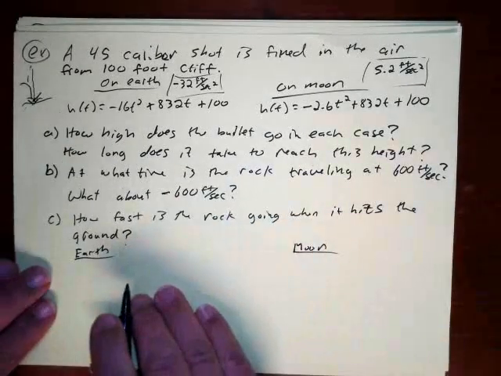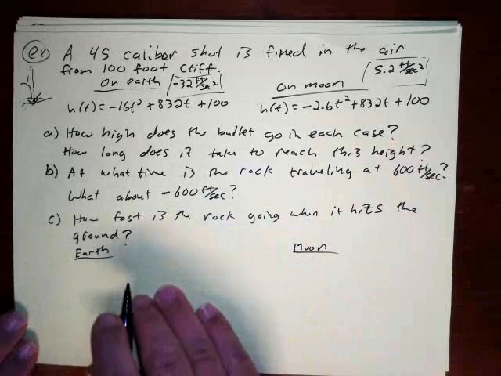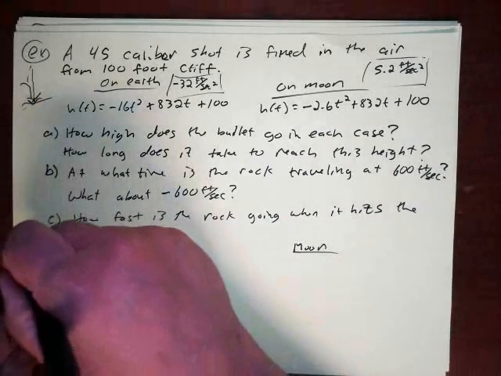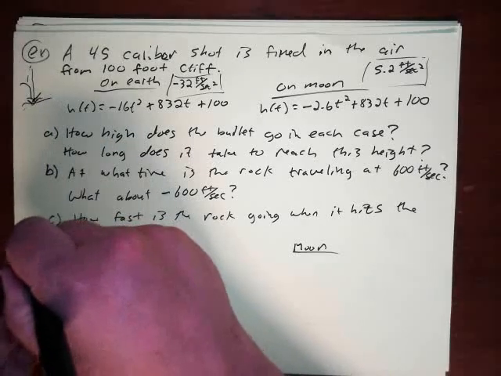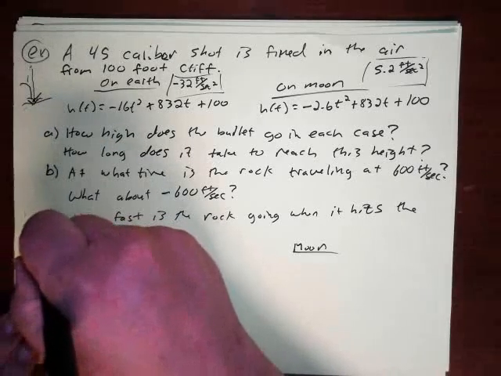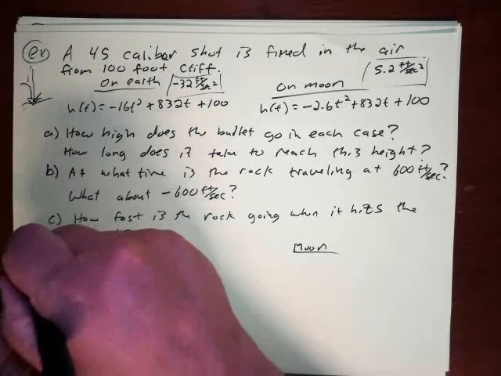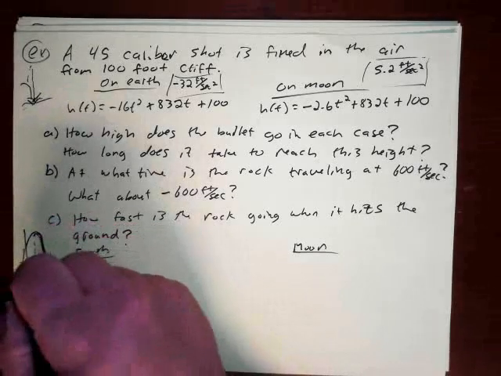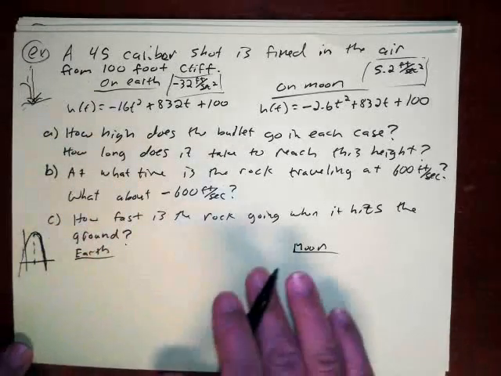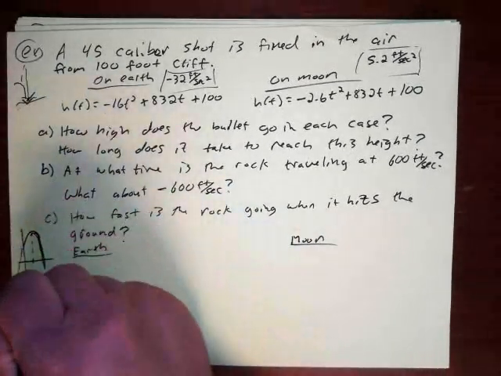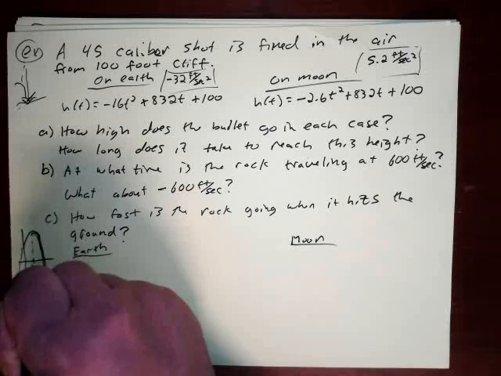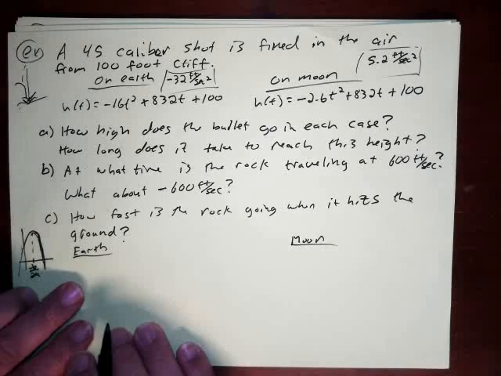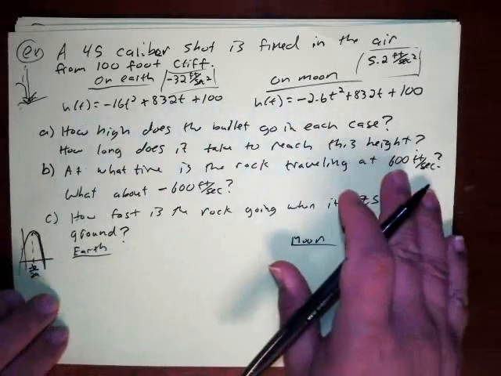So when I do things on Earth, when I do things on the moon. Okay, so what I want to remind you is, this is like a parabola, an upside down parabola. And if you remember, this maximum value occurs at the opposite of B over 2A. So how high does it go and how long does it take to reach it?